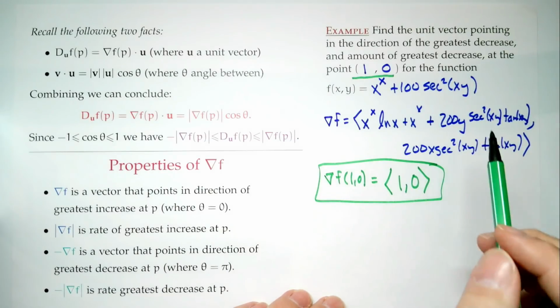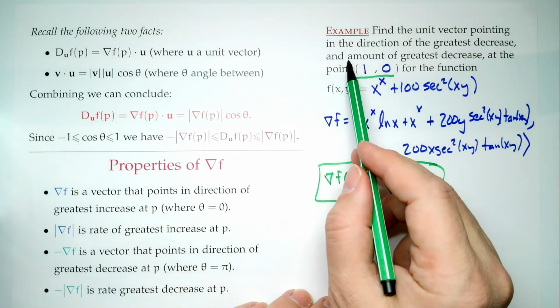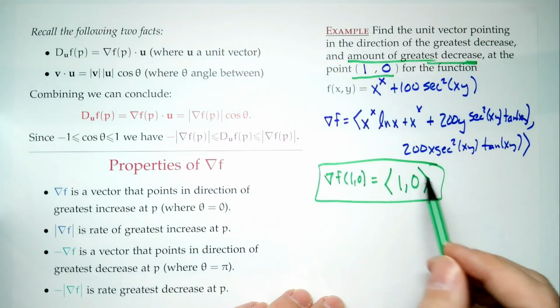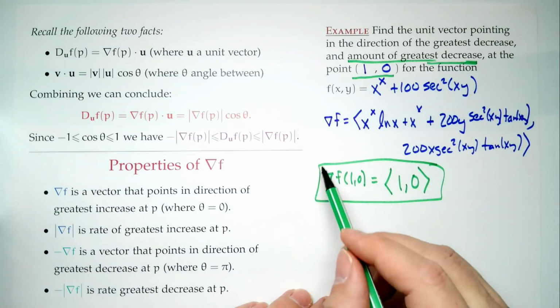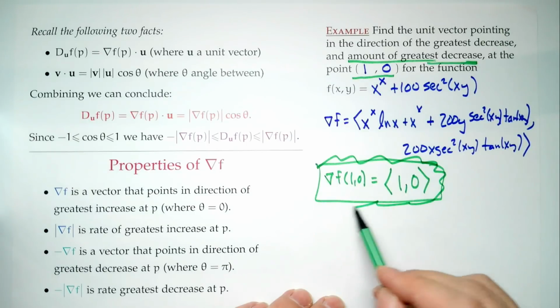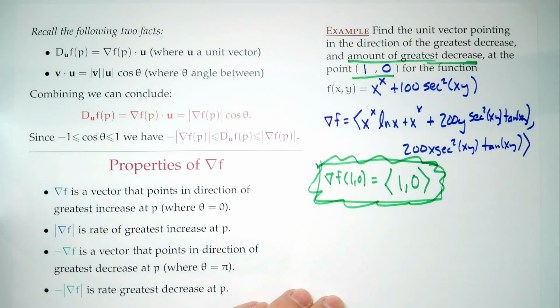But we also need to find the magnitude, because amount of greatest decrease. Oh, wait, this is not our right answer. Why did I box it? Oh, look, it's a squiggly line, which means it's an intermediate step. There we go. All right. This is the direction of greatest increase. We want the direction of greatest decrease. So what do we do?